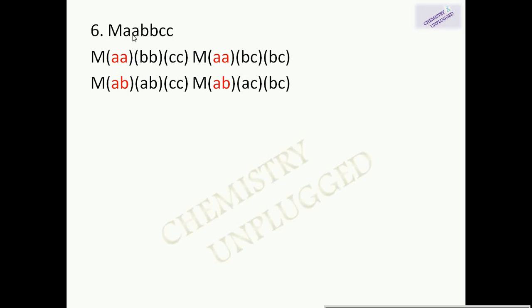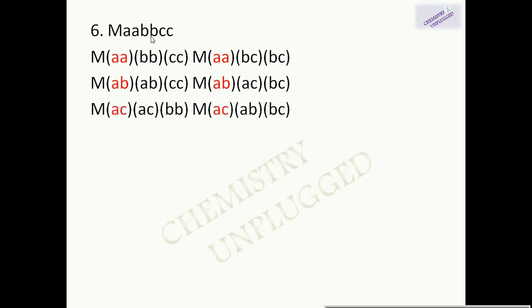First we will keep A and A constant, then A and B. Okay, then when we take A and B in one bracket, this A can combine with this B, and this B and C are trans to each other. Next possibility is A and C, and B and C.